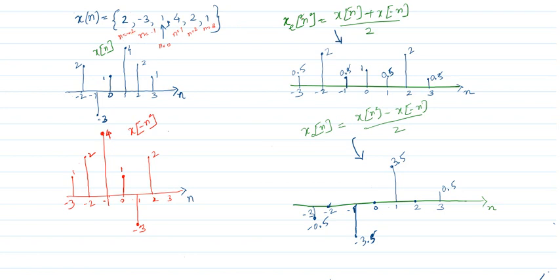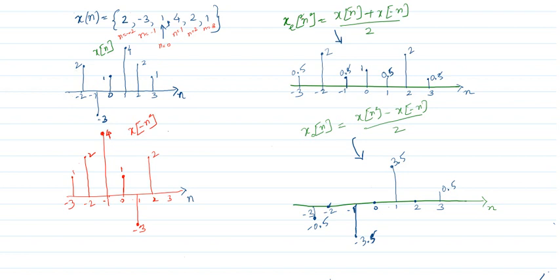I can draw this in mathematical form, and I can draw it in graphical form. So n equal to 0, the value is 1; n equal to 1, the value is 4; n equal to 2, the value is 2; n equal to 3, the value is 1. I have drawn it in graphical form.